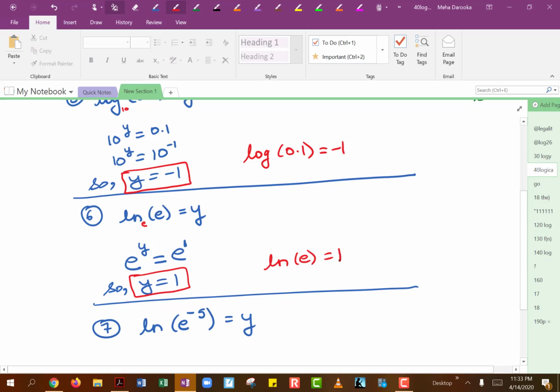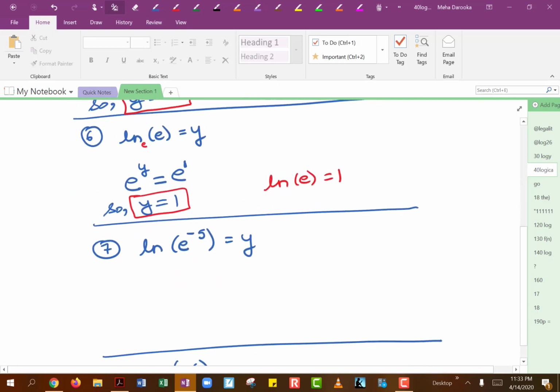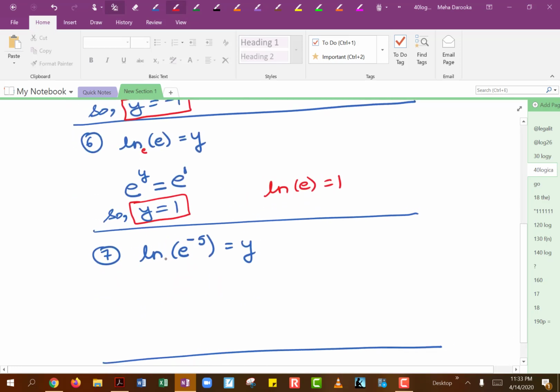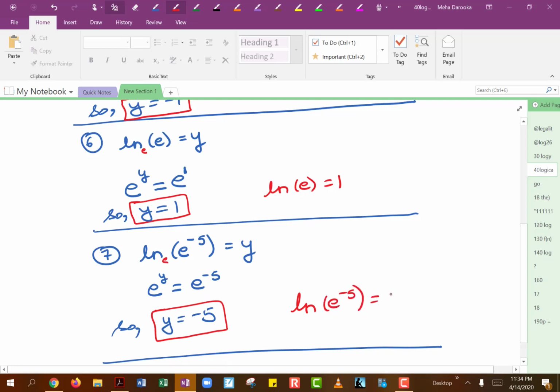Same thing in number 7. This is again a natural log, which means it's understood it's a base e logarithm. So again, you can say this base e to the y value is going to equal what you have here in the parentheses, which is e to the negative 5. So again, since I have the same base e on both sides, by 1-to-1 property, we can say y equals negative 5. And you can rewrite this logarithm as natural log of e to the negative 5 equals negative 5. Okay?